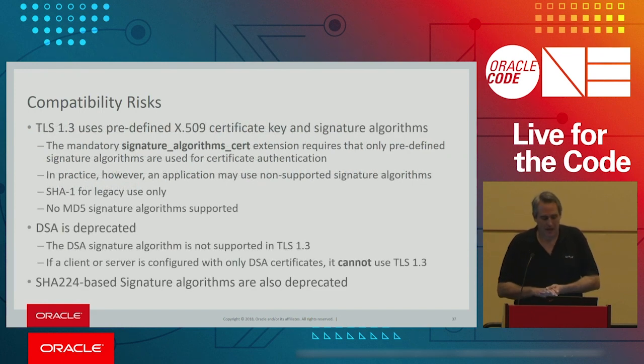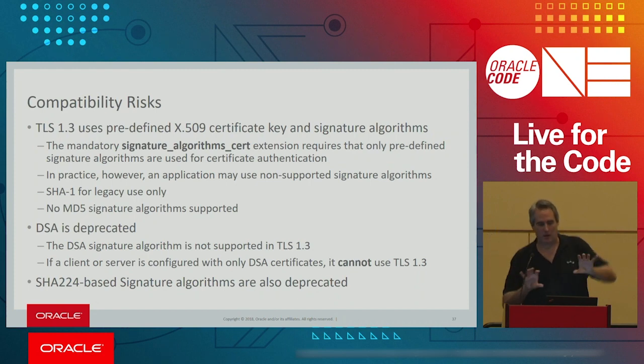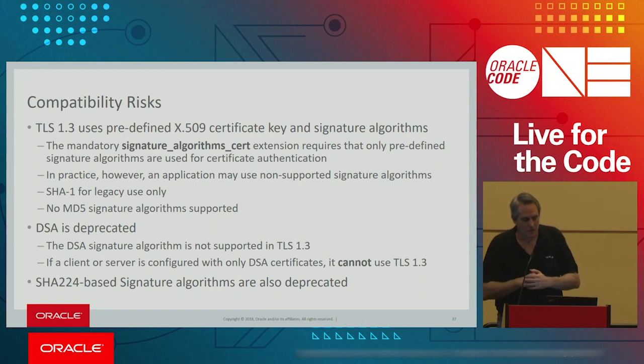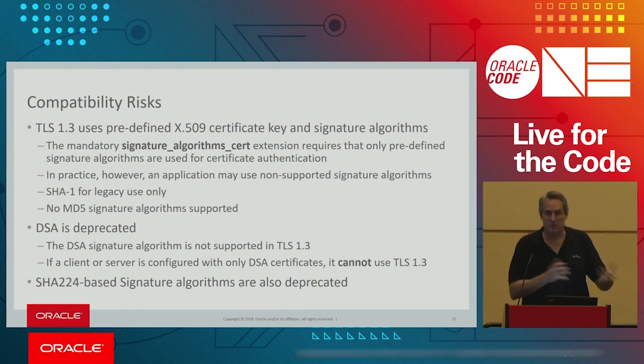TLS 1.3 also has a very tightly defined set of key exchange and key signature algorithms that were used for things like certificates. In TLS 1.2 and earlier, it was very fluid and not well defined. You could have this type of algorithm, and you could mix and match any way you wanted. In TLS 1.3, it's very specific. You can only use this algorithm with this algorithm, and there's a defined list. So if you were depending on that previous behavior, you may start running into problems as well. So just a heads up on that.